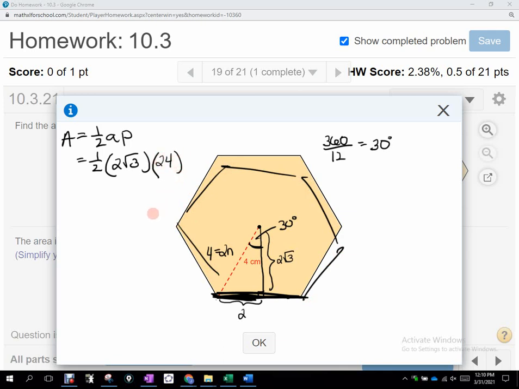And what's the perimeter then of the hexagon? It'd be 4 times 6, right? That's 24. What's going to happen when I multiply 1/2 and 2? They cancel, right? I'm left with 24 radical 3 as my final answer.